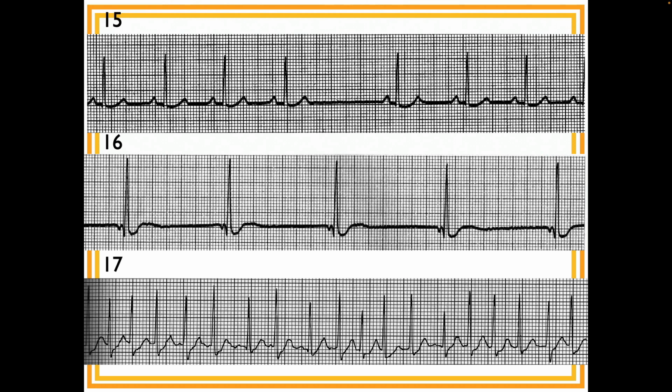I don't want you to forget about it or not know about it, but I also want to take it out of this setting because it's so much more likely to be AFib. Based on the ECG, am I 100% sure it's AFib? No, but I'm pretty sure. Okay.